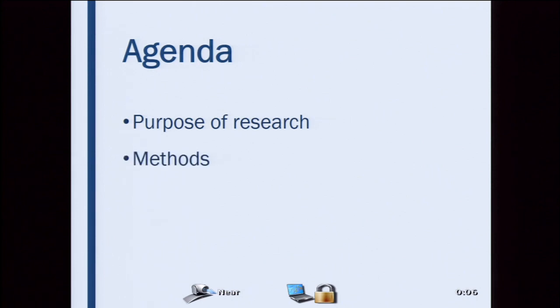So today our agenda, we're going to go through the purpose of our research. We're then going to go through the methods that we tested the research, through the results, and then end with some conclusions and questions if you have any.